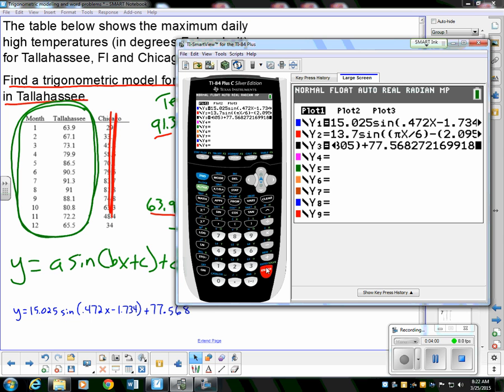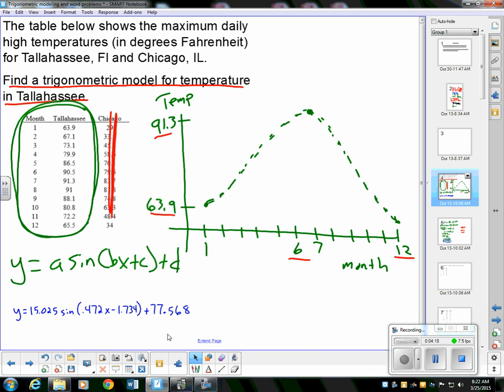Now, it's in Y3, but I don't want it in there, so I am just going to go ahead and clear that. And what I did was in Y1, I rewrote that equation rounding to 3 decimal places. It's in Y1 up there. That's the equation that the calculator gave me, and I rounded all my numbers to 3 decimal places. And that is also written right here.